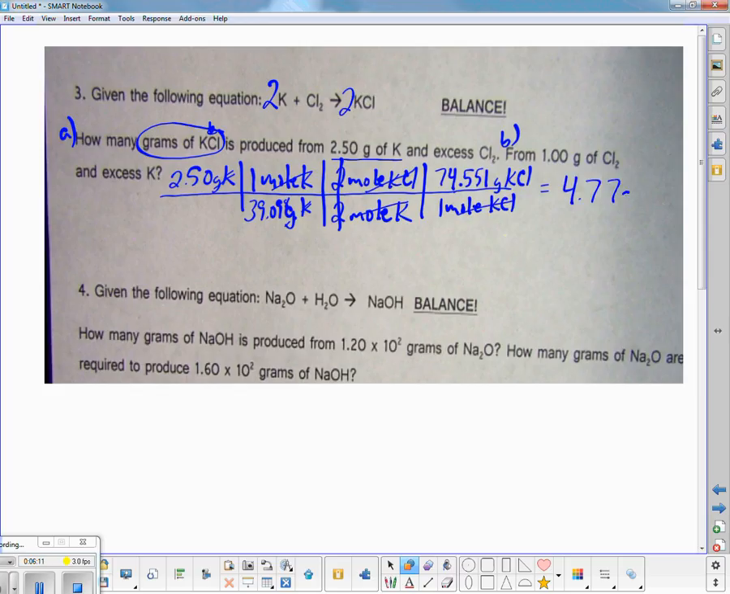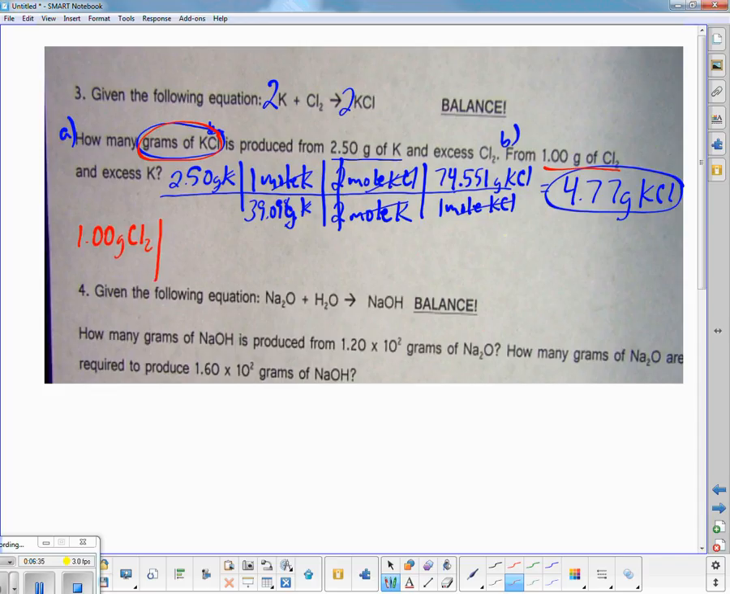.767, so 77 grams of KCl. Okay. I'm going to switch to red for the second part. On the second part, we're given 1 gram of Cl2 and excess K, and they still want us to find grams of KCl. So we're going to start with 1.00 grams of Cl2.